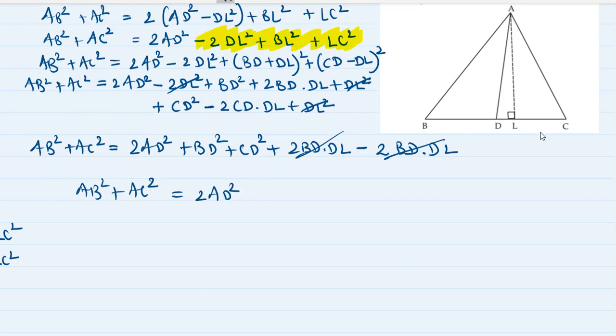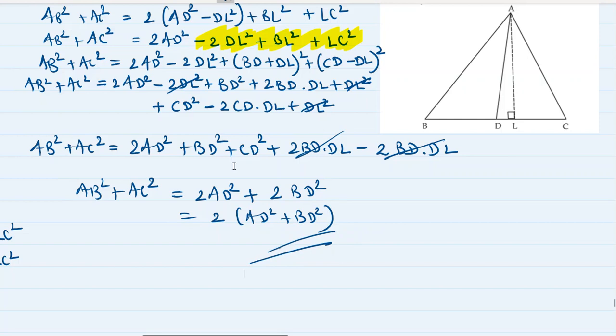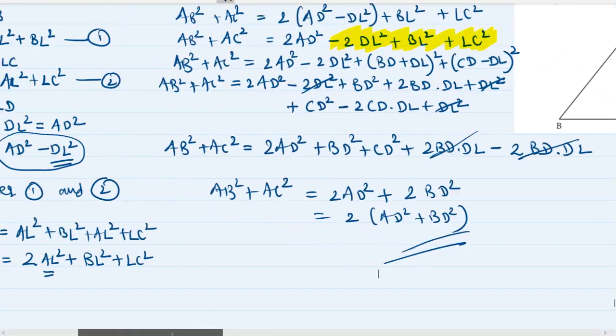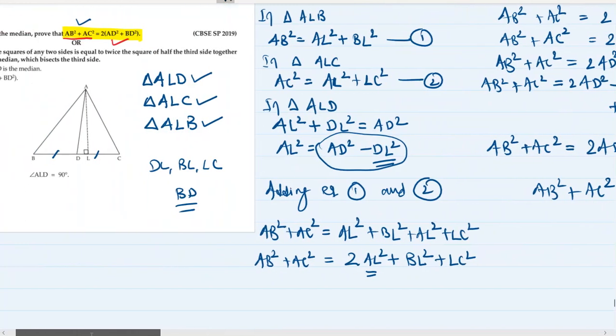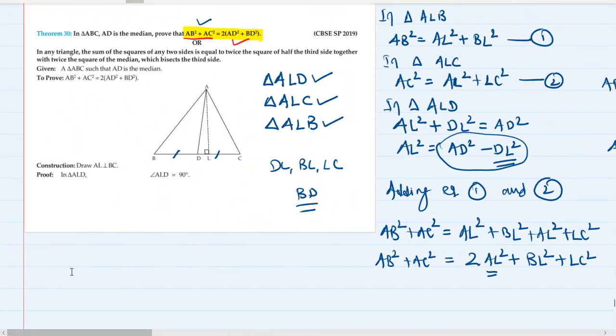plus BD square and CD square, again they are equal, so BD square and CD square will also be equal. So I can write 2BD square. So that can be written as 2 bracket AD square plus BD square. Okay, so that's it. This is how you prove this particular theorem. It was long and complicated in between, but it was not impossible.